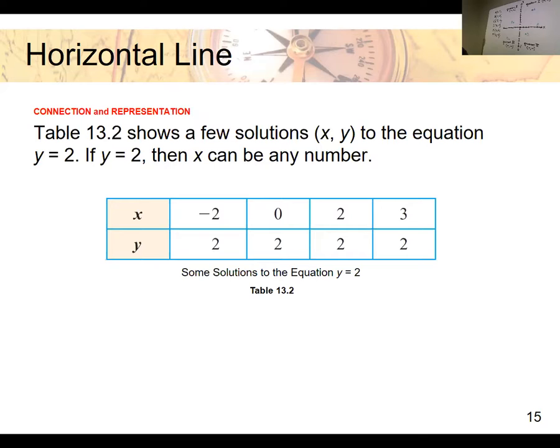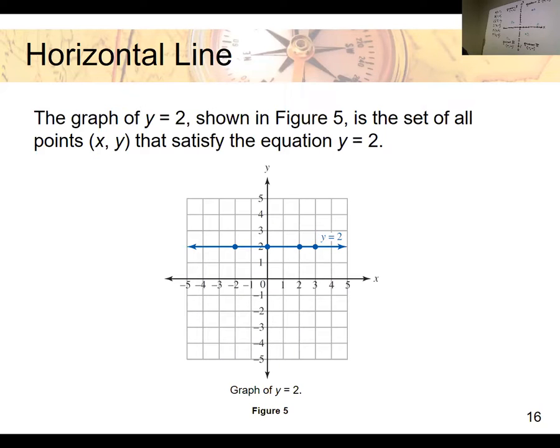All right, so on the next slide you'll see the graph. So (-2, 2) will be to the left 2 and up 2. (0, 2), we stay at 0 but go up 2. That point is on the y-axis. (2, 2) would be to the right 2 and up 2. And (3, 2) will be to the right 3 and up 2. You can see those 4 points form a horizontal line going straight across. And notice that it crosses the y-axis there.